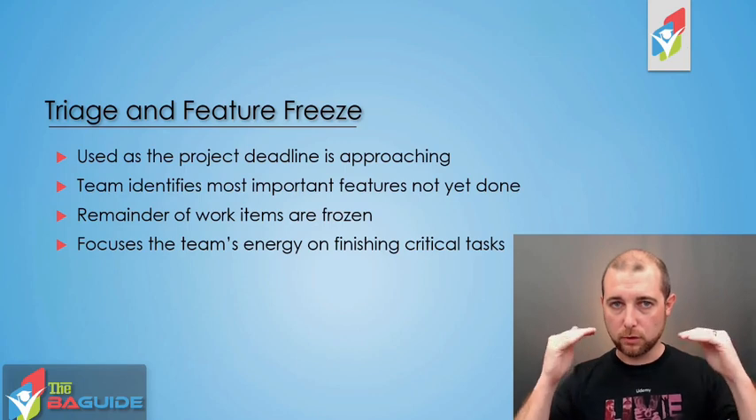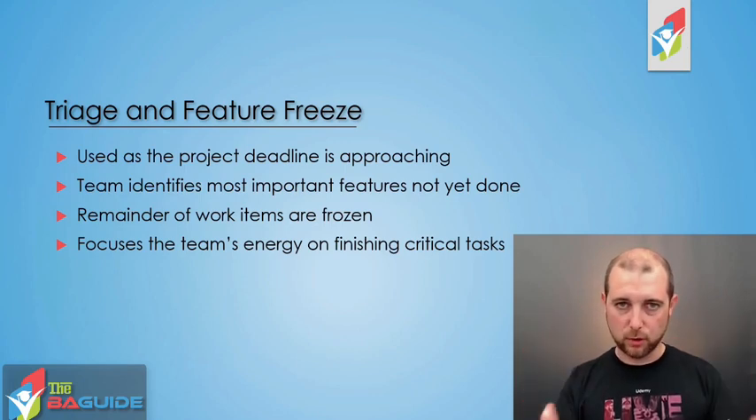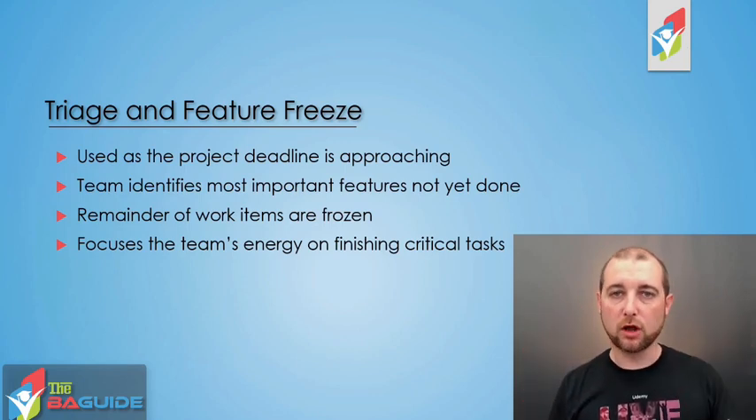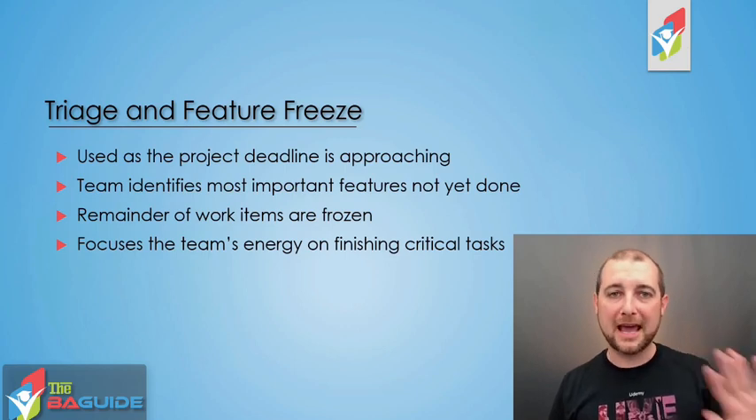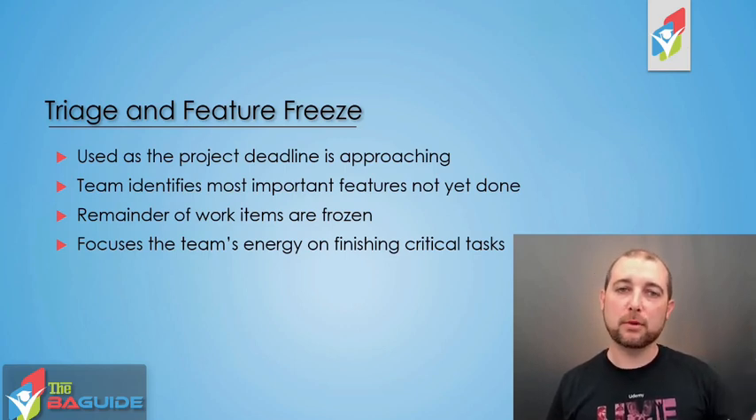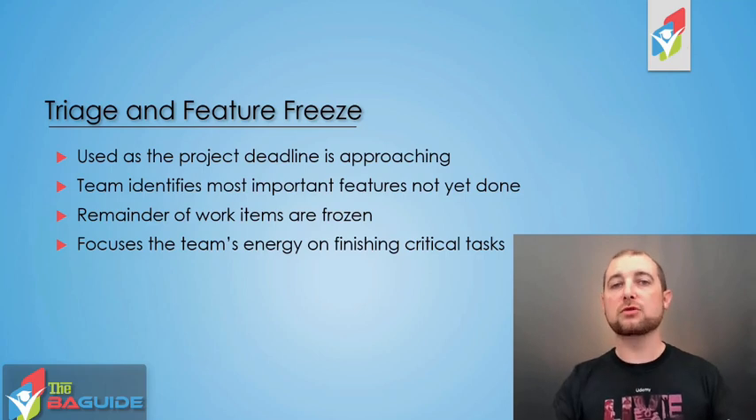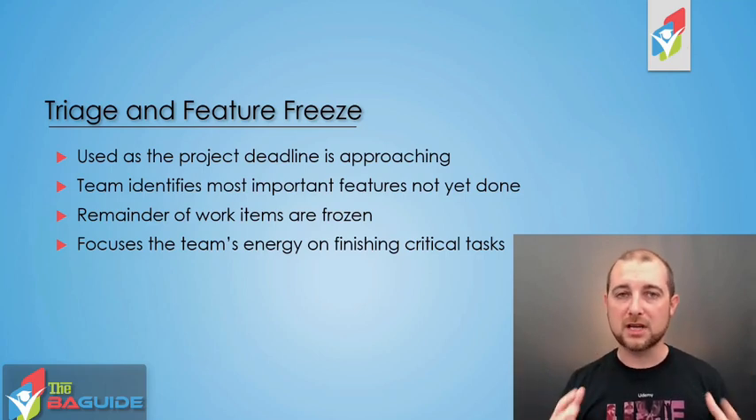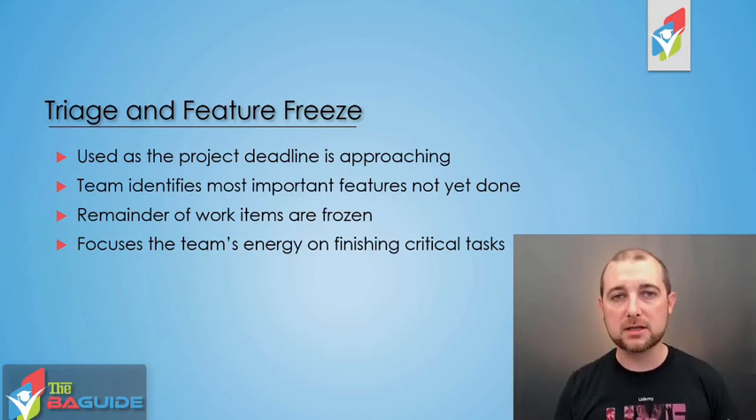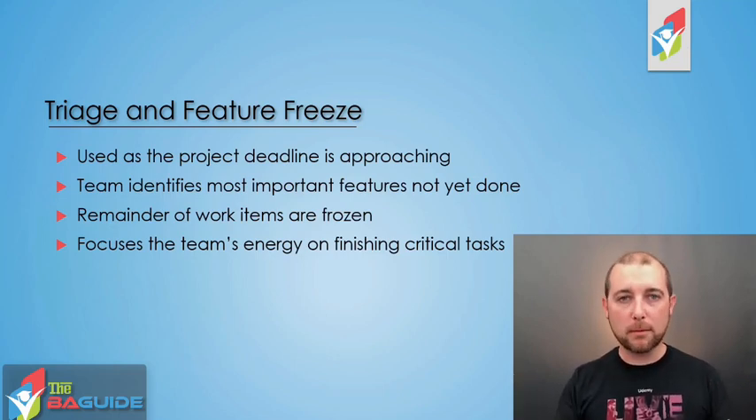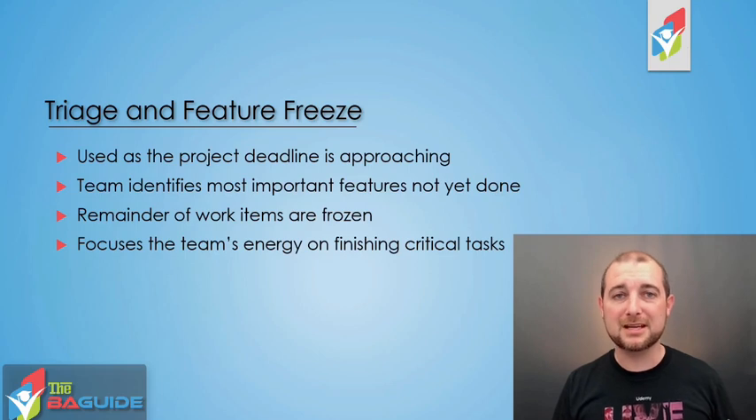Once you've got your list of which ones are the most important, you're going to freeze all other work. You guys are not going to start on anything else that's not deemed the top priority. What that allows you to do then is to focus your team's energy on those top priority items. You can swarm on those items, get them completed, get them done, get them tested, get them into the product before that project deadline happens. So just to let you know, Scrumban does use the triage and feature freeze, especially when you're doing the more continuous flow Scrumban.